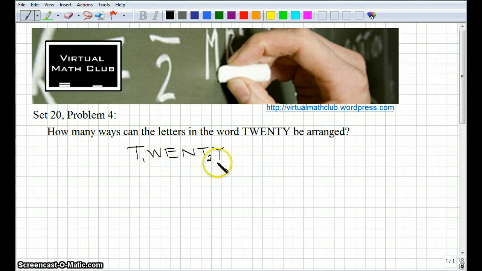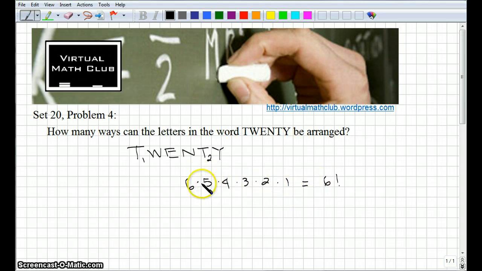All right, so we have six letters in the word. And if they were all different letters, then we would have 6 choices for the first, 5 choices for the second letter, 4 choices for the third, 3 for the fourth, and 2 for the fifth, and then we'd have one more and we just have to use it, so there'd be one choice. Okay? So if all of the letters were different, we'd have 6 factorial ways of arranging those letters.